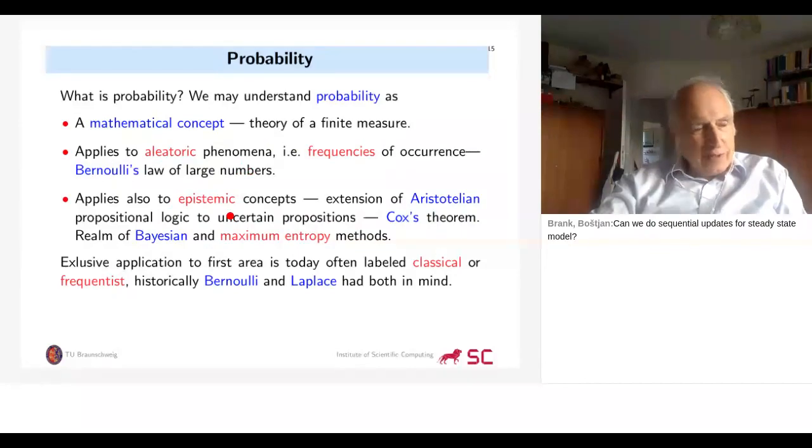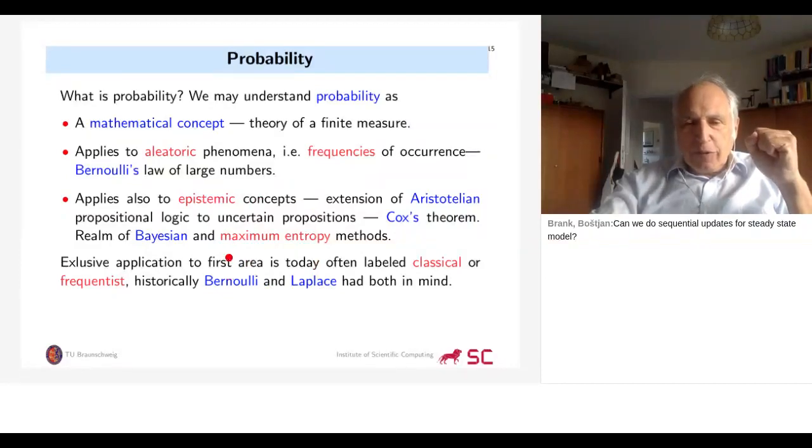If we have an aquifer, the conductivity has a certain value, but we don't know it. So the uncertainty is in our knowledge. Okay, and it has to be an extension, I talked about this before, of Aristotelian logic to uncertain propositions. Okay, and this is the realm of Bayesian methods, and that's where we're going. Okay, if you look at how probability theory started, and especially what Laplace did, and Bernoulli too, they applied probability concepts to epistemic and aleatoric phenomena.